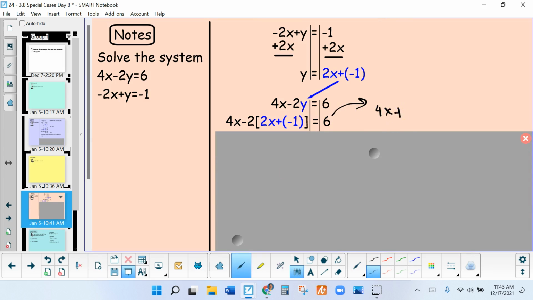I'm going to do add the opposite. Minus 2 means plus negative 2. Am I right or am I right? Just say I'm right. Thank you. All right, so now I'm going to distribute this negative 2.